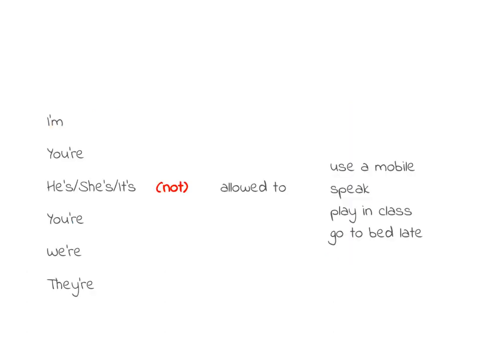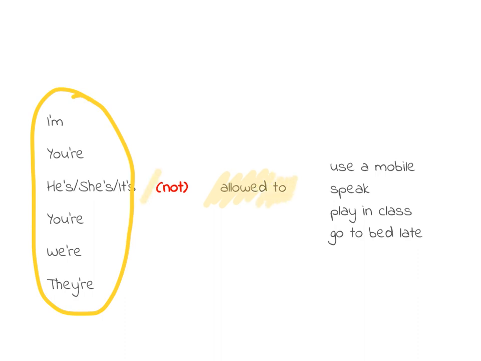It's super easy to talk about permissions. We use the verb to be plus allowed to, or not allowed to if we don't have permission, plus the infinitive form of the verb.